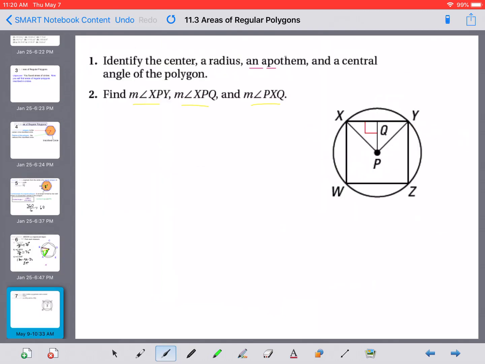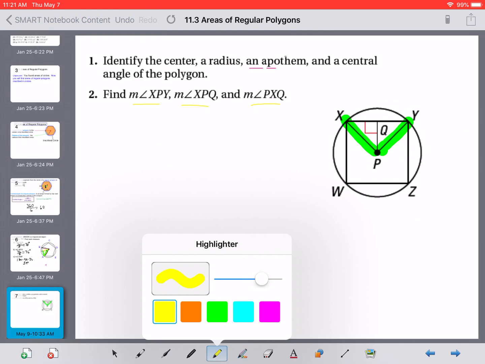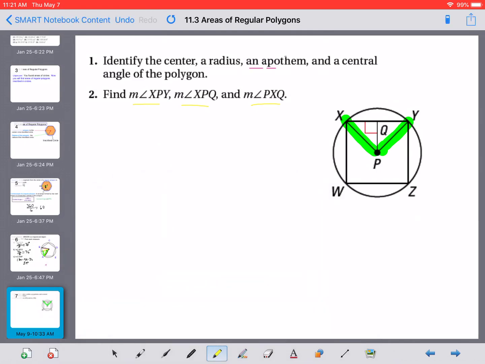Now let's do another example quickly. This one wants us to identify the radius. Again, that's going to be from the center point to wherever the regular polygon touches the circle. And there are two of them drawn here, so segment PY and segment PX are the two radii. And the apothem is going to be PQ, the line that goes from the center of the circle or polygon to the midpoint of a side. And what else does it want us to find? Oh, the center of the polygon, which is point P.